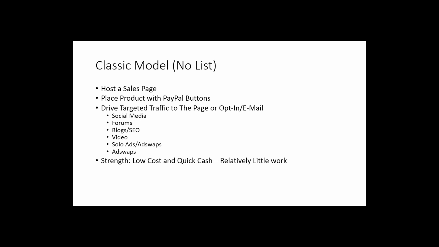So the strength of this is that if you can drive traffic in these ways, you're going to get quick cash, and you're not going to have done a lot of work because you didn't really have to create the content in the first place. Somebody else created the content, somebody else created the product. All you did is stick a buy button on there and drive some traffic to it. So if that works in that way, the classic model, then it is relatively quick cash, however much you get, and it didn't cost you a lot in terms of time. Now, here's the weakness.